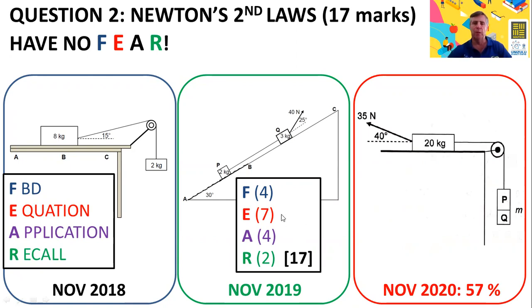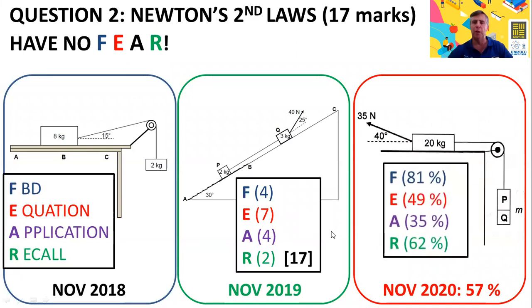So again, the equation is less than half of the whole question. So don't be fearful. How did pupils do in 2020? Well, on average, looking at a cross-section of pupils, for the free body diagram, the average mark was 81%. So pupils did very well, and that's a good place to start with some marks and get confident. The equation, not so good.